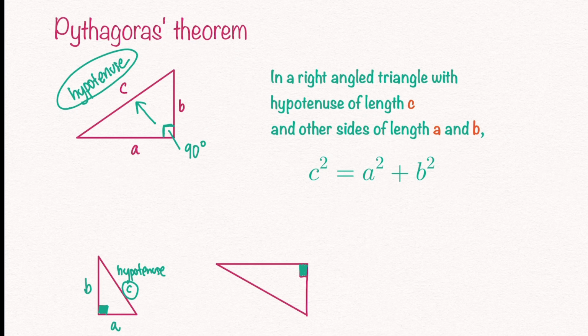With my triangle on the right, there is the right angle over here. So the side opposite to the right angle is called the hypotenuse. So this long side here, that is called the hypotenuse, and I will call that C. And I can call one of the sides A and the other side B.